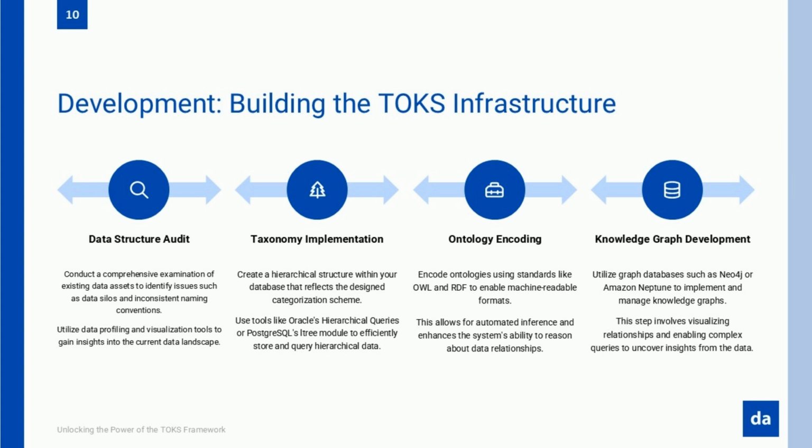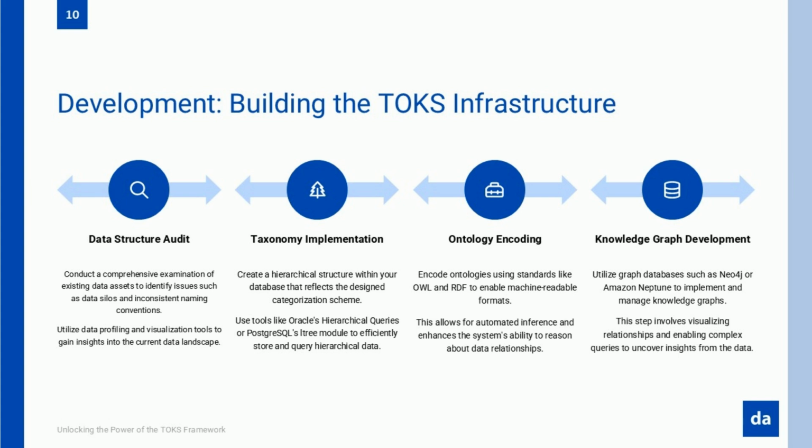Integrating semantic analysis capabilities into your TOKS infrastructure involves implementing natural language processing (NLP) techniques. Libraries such as spaCy, NLTK, or Stanford CoreNLP provide pre-trained models and tools for tasks like named entity recognition, part-of-speech tagging, and dependency parsing. These capabilities allow your system to extract meaning from unstructured text, enriching your knowledge graph with information from diverse sources.